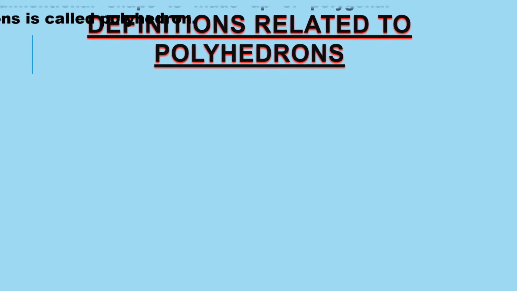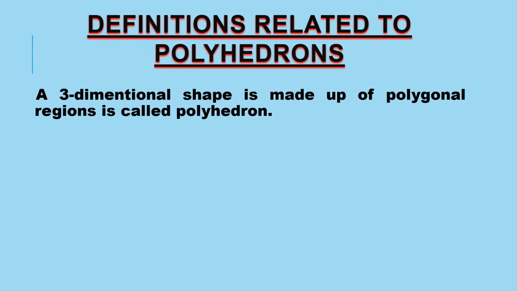So here is the definition of polyhedron. A three-dimensional shape made up of polygonal regions is called a polyhedron. So let's understand the meaning. Three-dimensional, first of all, means a figure in which length, breadth and height are lying together. And now lateral faces. Here we are using the word polygonal region. So polygonal region means the lateral faces will be in the shape of a polygon.